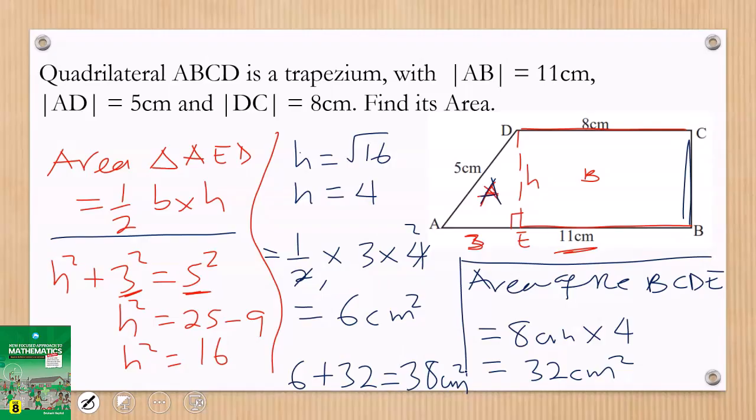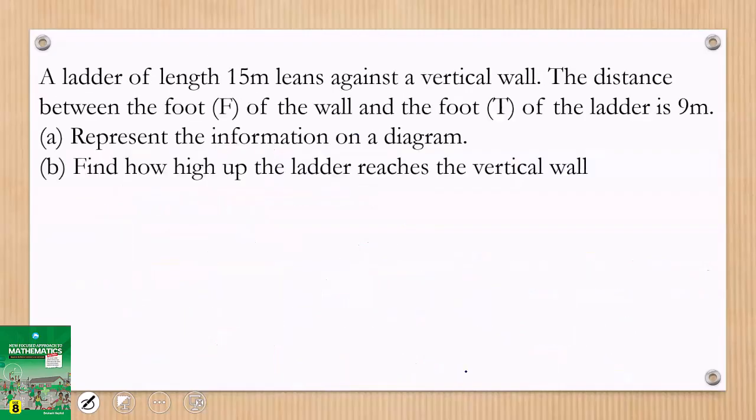Now let's take another question and see. A ladder of length 15 meters leans against a vertical wall. The distance between the foot F of the wall and the foot T of the ladder is 9 meters. A, we should represent the information on the diagram. B, we should find how high up the ladder reaches the vertical wall.